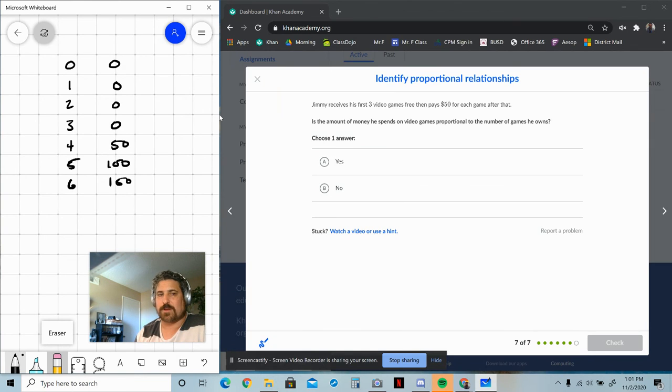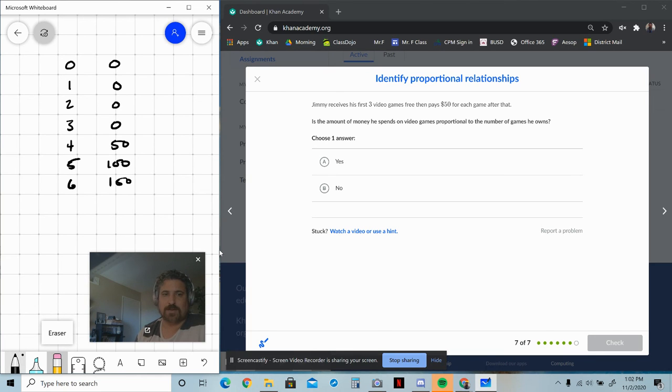So you can see here that if you're looking at the ratio of the amount of money he spends on video games to the amount of games he owns, if he has 6 games in his collection, it costs him $150. He has 5 games in his collection, it costs him $100. He has 4 games in his collection, it costs him $50 only. But if he only had 3 games in his collection, it would all be free. So is this ratio of price per game constant?